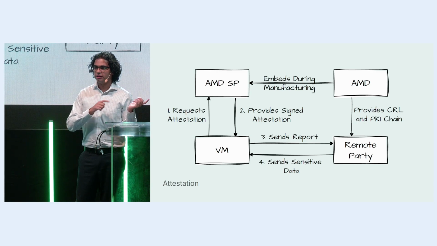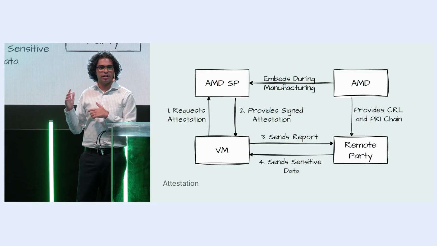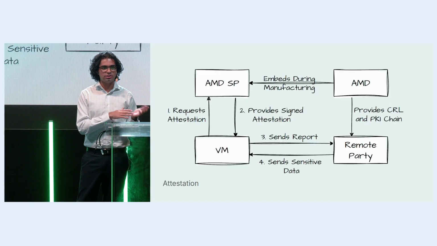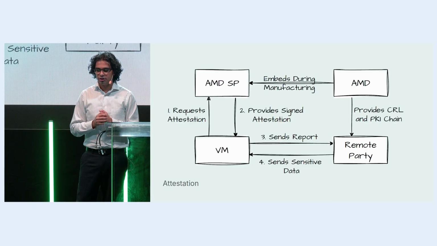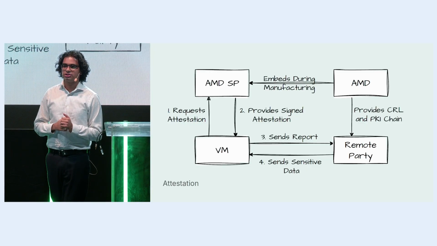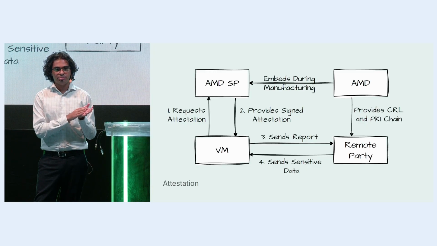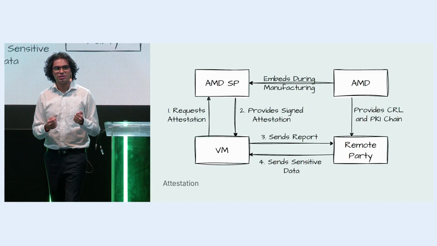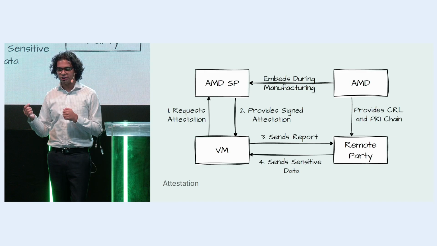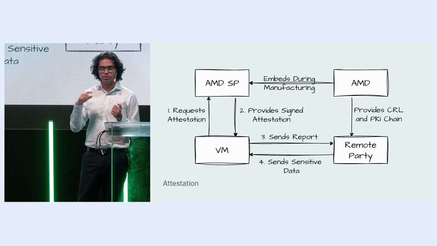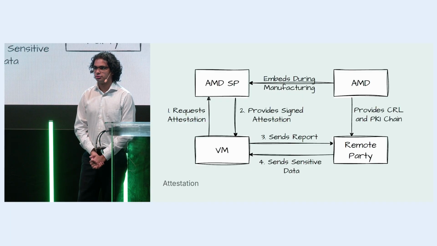The virtual machine will then send this report over to a remote party that can verify this, and then it can send over sensitive data such as signing keys or user data. One really fun note here is that this entire system is also just based on PKI. AMD embeds a certificate into the CPU during manufacturing. And this is actually just a standard PKI cert chained up to AMD's root of trust that the remote party can query and get CRLs for, and then use standard X.509 tools to validate.